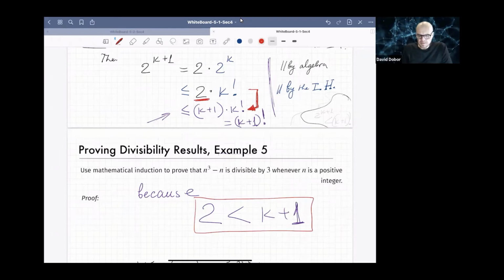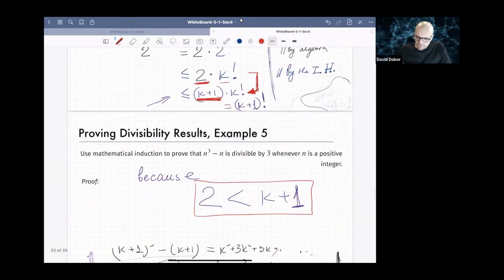I have 2 times k factorial. 2 is one of those terms in the product, and that 2 is definitely smaller than k plus 1. Why? Because I'm taking all these k's that are 4 or bigger, so k plus 1 is definitely bigger than 2. Therefore, 2 times something is smaller than k plus 1 times that same thing, k factorial. Does that make sense to everyone? Any questions about this? Any more remarks?